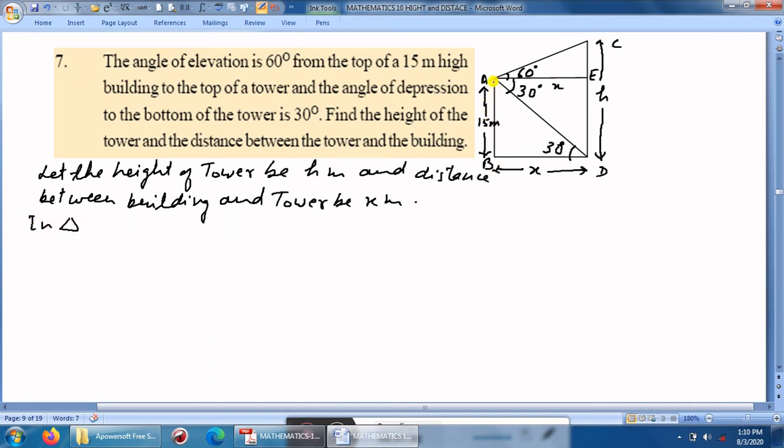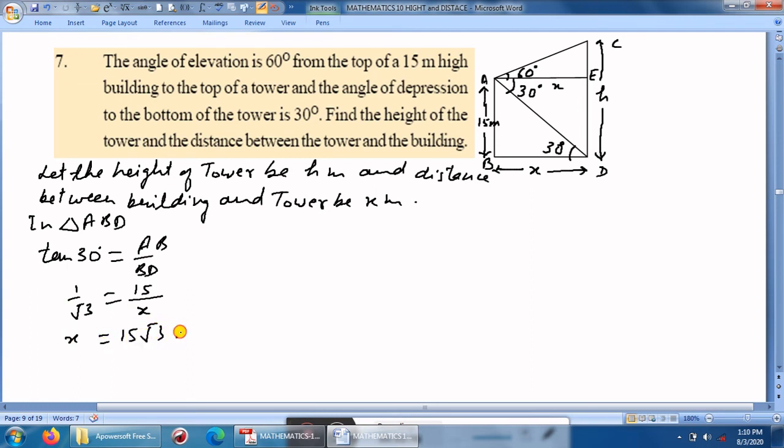Now taking the small triangle, that is the ABD. In triangle ABD, here is tan 30. Tan 30 is AB upon BD. Tan 30 value, that is the 1 by root 3. AB is given as 15 and BD is x. So x becomes 15 root 3 meter. It is your first answer.